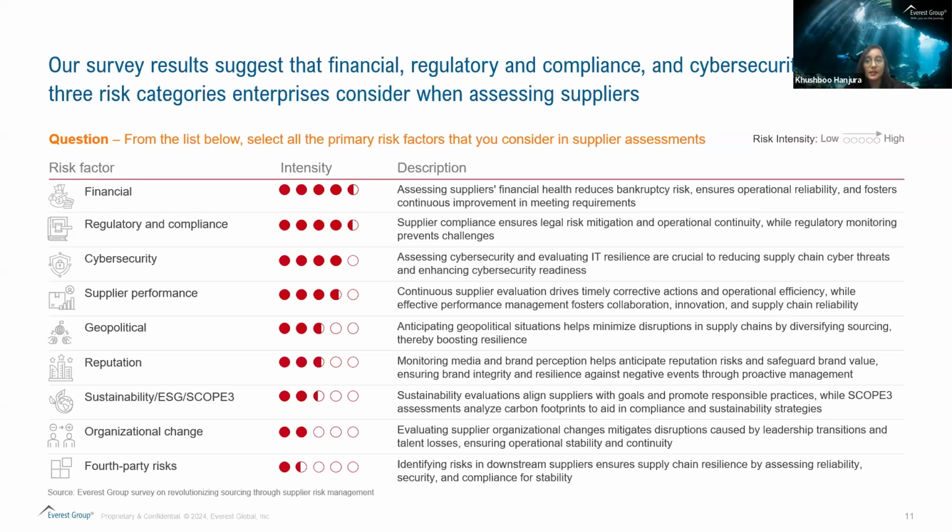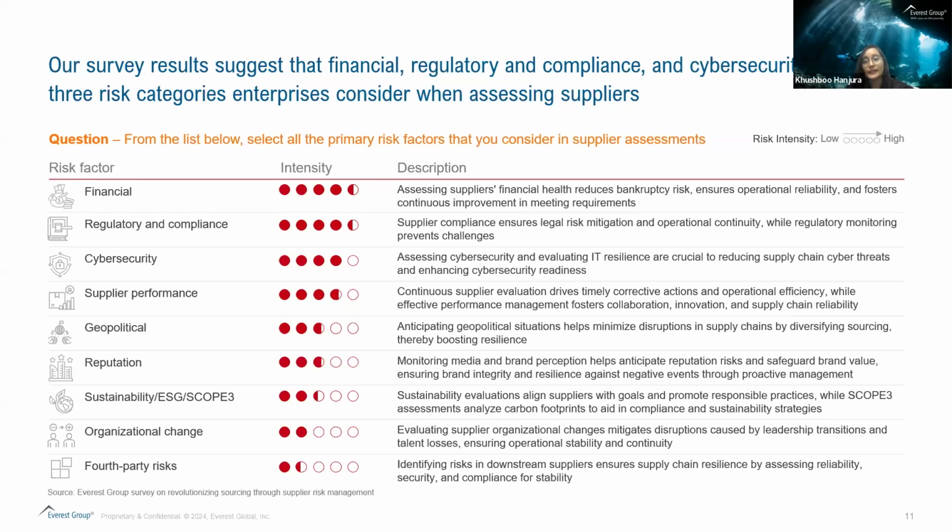So I just want to take you through a quick survey that we did with senior sourcing stakeholders, because we wanted to understand from them as well, what does risk management look like for them? And we asked them a couple of interesting questions. So the first one being, of course, we wanted to understand what are the primary risk factors that they consider in their supplier assessments. And the results are right in front of you. The top categories that I would like to essentially call out are financial risk, of course.